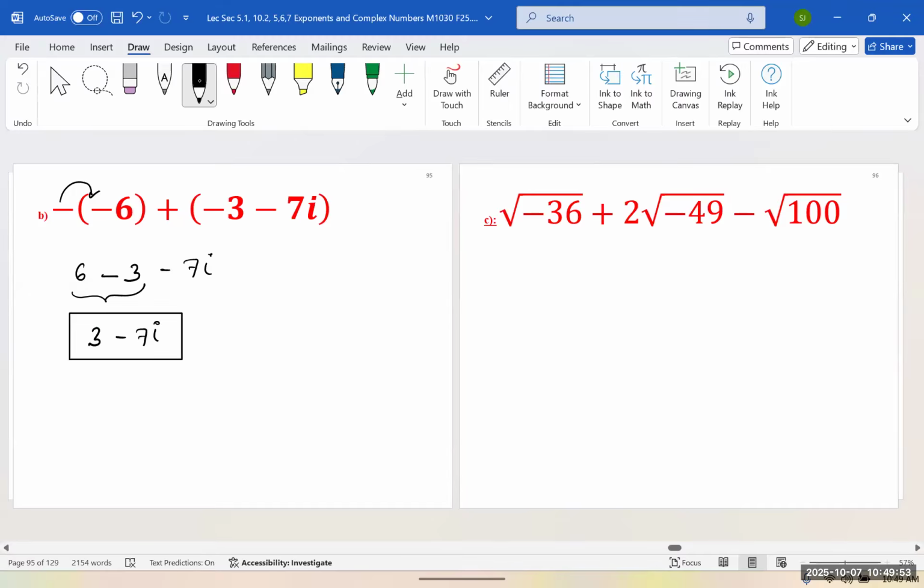An interesting one. Think about it. I love this question, so I'm going to put this in the exam. Looks bad, but actually it's not bad.